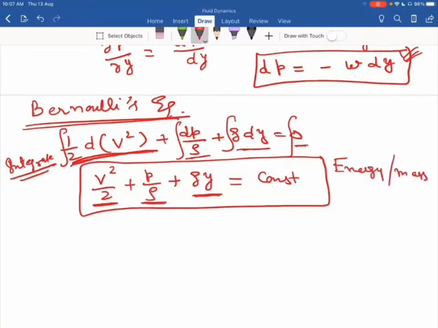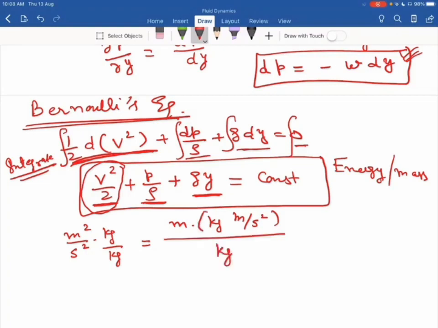Here, in another way, you can also say it. Now see the unit of this term. The unit is meter square per second square. Meter per second is squared, so it becomes meter square per second square. Multiply this by kg, divide by kg. Now rearrange the terms. On top you can write meter into kg into meter per second square, divided by kg. Okay, kg cancels with kg.